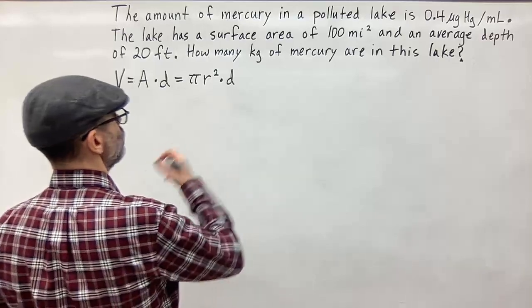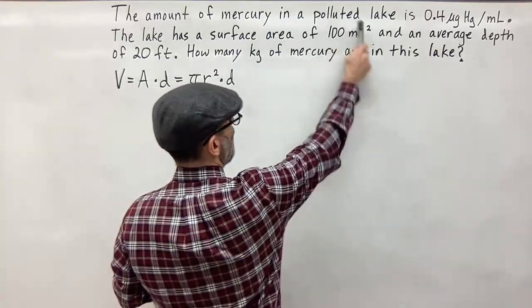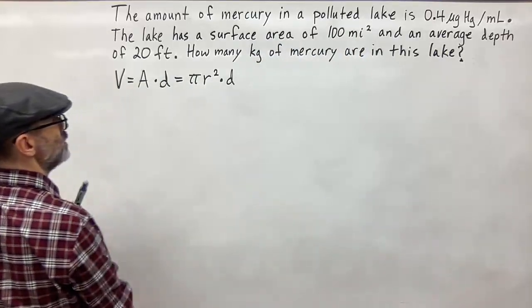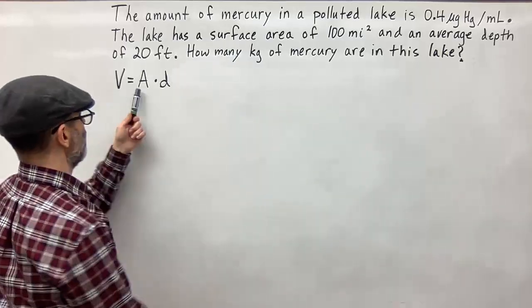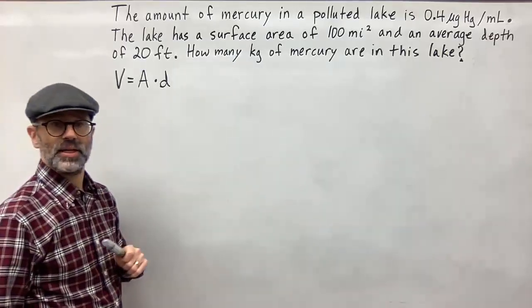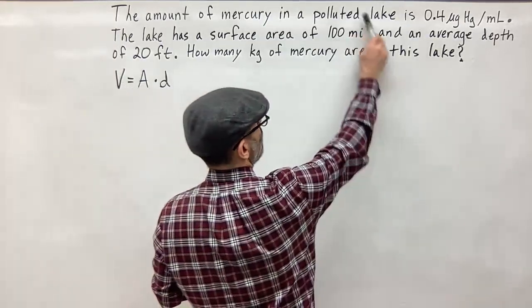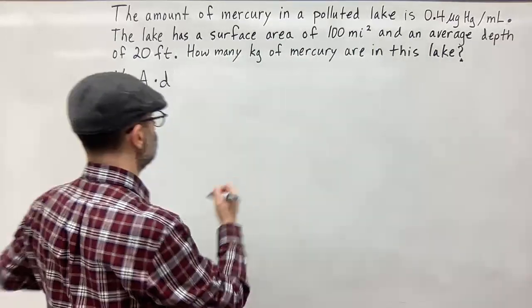So first thing we want to do is find the radius of our lake, or we got the area. So we don't even need this actually. This is unnecessary. So here we have area times depth. They're giving us the area, so we don't need pi r squared. Sorry about that. So now all we need to do is convert that to centimeters.